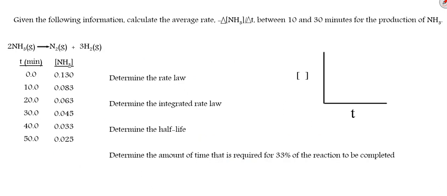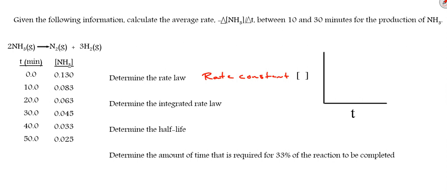Here's our next problem. Given the following information, calculate the average rate between 10 and 30 minutes for the production of NH3. They give you some data, they give you an equation, and you notice that you have columns of time and you have a column of concentration. And then we're given a bunch of things. Determine the rate law. I would actually like the rate constant as well, with units. Determine the integrated rate law, the half-life, and an amount required for 33% of the reaction to be completed, and then there's a graph.